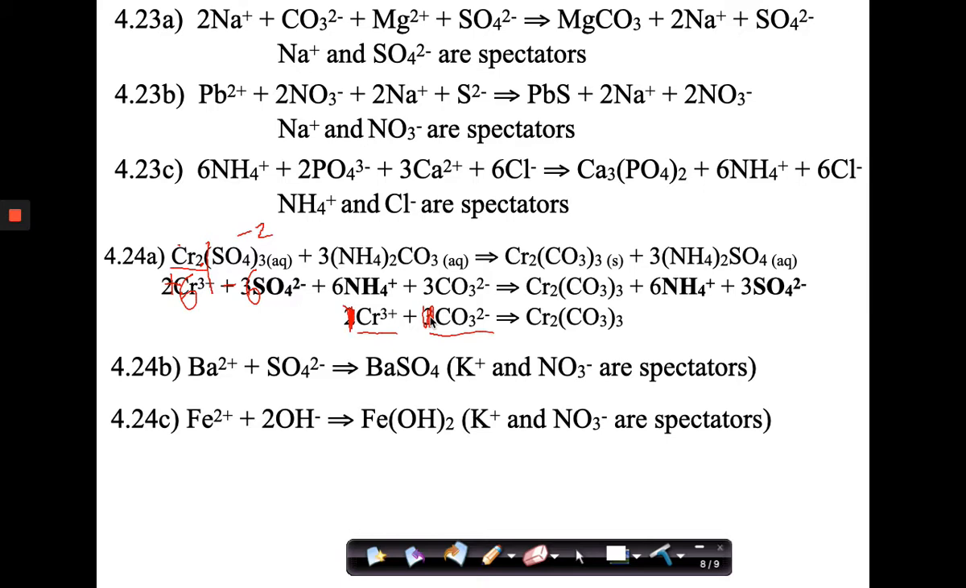I don't need this, let me do it differently. I don't need this in order to figure out this and this. All I need to know is the formula of the product, and then I can balance the equation from there.